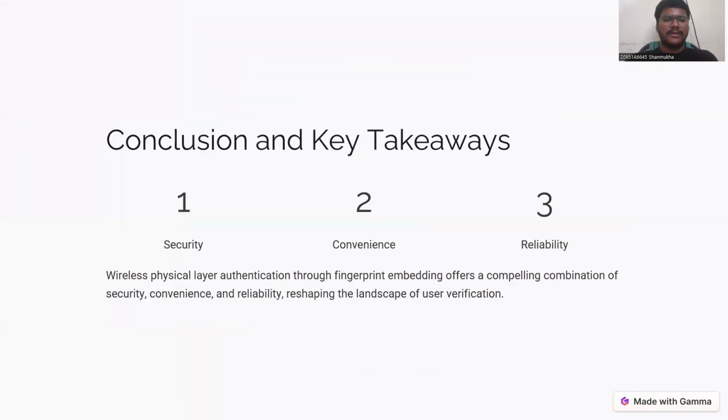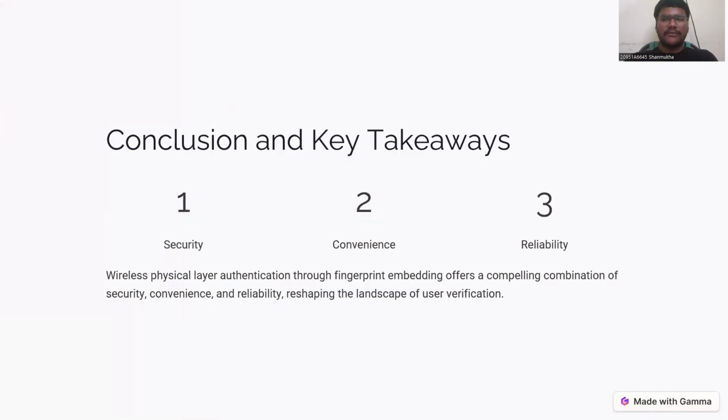Conclusions and takeaways. The first one is security, the second is convenience, and the third is reliability. Wireless physical layer authentication through fingerprint embedding offers a compelling combination of security, convenience, and reliability, reshaping the landscape of user verification. And that is the end of today's topic, guys.